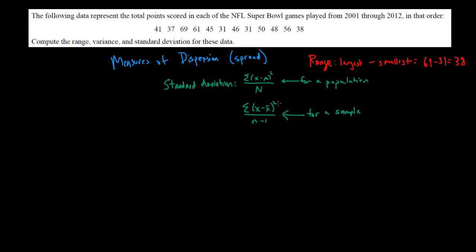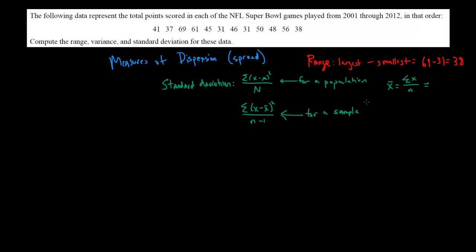Okay, so just off to the side somewhere, let's calculate the sample mean. Okay, so the sample mean, remember that's the x bar, equals the sum of the x's over n. So the sum of the x's, now I'm not going to write every little step here, so let's just use our calculator. We take 41 plus 69 plus 61 plus 45 plus 31 plus 46 plus 31 plus 50 plus 48 plus 56 plus 38. Okay, so that is 553.